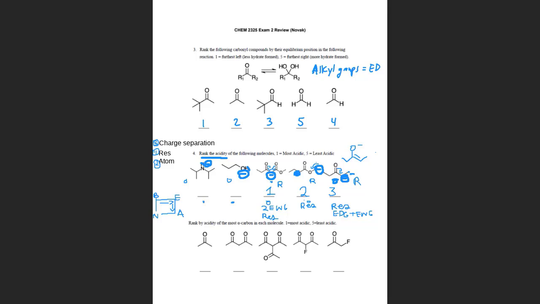So in that case, you'll notice that oxygen is more acidic. So we'll choose that as our 4 and amine as our 5. So does that make sense altogether? Any questions?